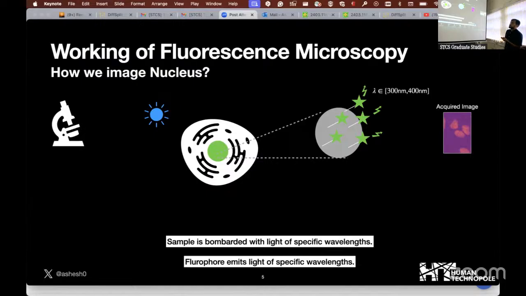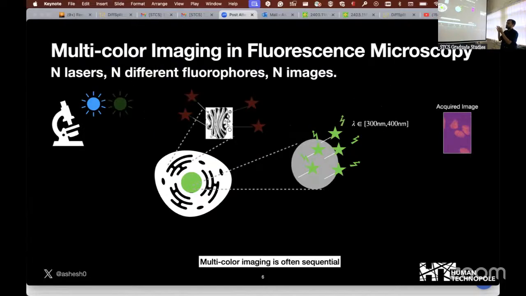If you want to image multiple structures, and please feel free to interrupt me at any point should you feel the need.